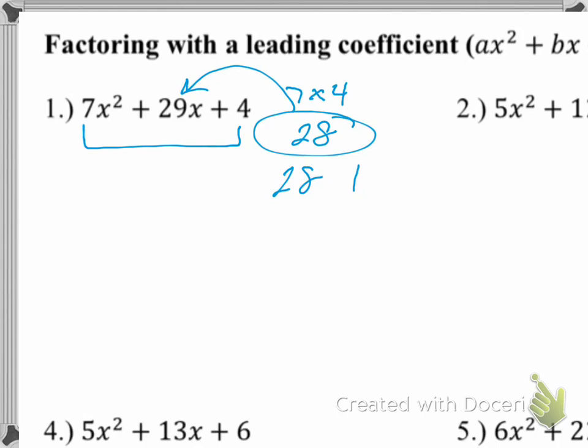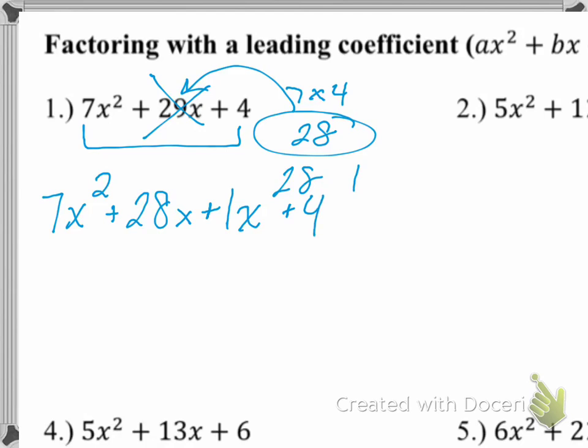So now let's put that back in. We're going to do 7x squared. I'm taking out the 29x and replacing it with 28x and 1x, and then putting in that plus 4. So again, I really haven't changed the problem other than how it looks. It still is the same thing if I were to combine like terms.